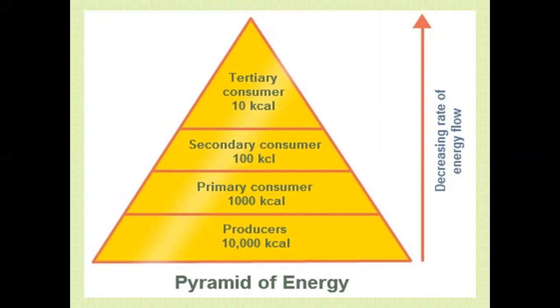The third trophic level, where the secondary consumers reside, get only 10% of the previous trophic level and have only 100 kilocalories of energy. Now the topmost level, where the tertiary consumers reside, again get only 10% of the previous level and have only 10 kilocalories. So the energy flow becomes less as we go to the topmost level of the pyramid.